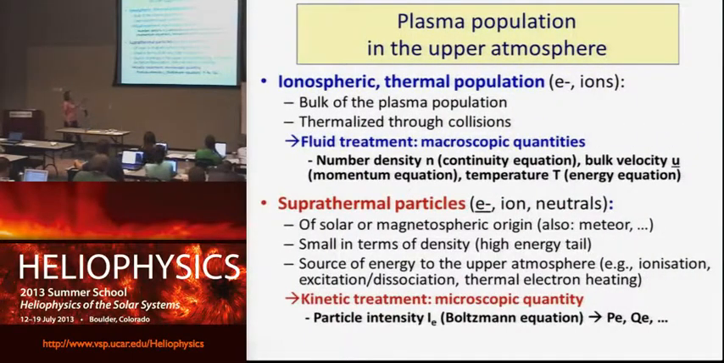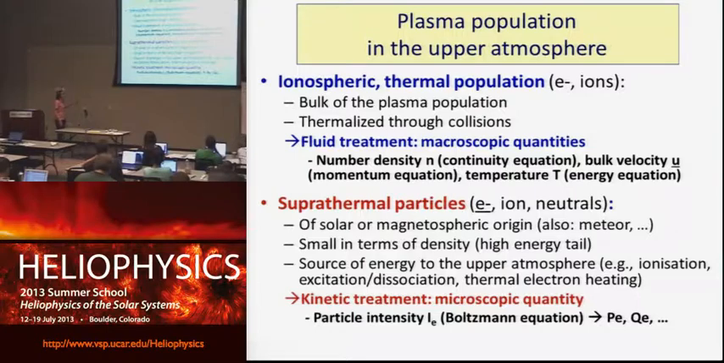So on the one hand, you can describe the thermal population in terms of macroscopic quantities, because you know the energy distribution. You can describe it in terms of just position and time, and in terms of macroscopic quantities such as the number density, the bulk velocity, and the temperature. You can define a temperature to start with.